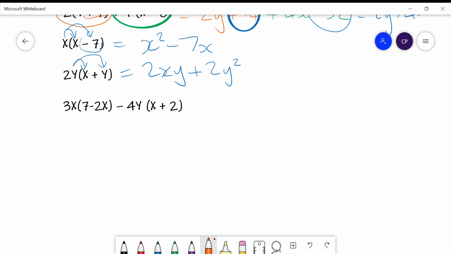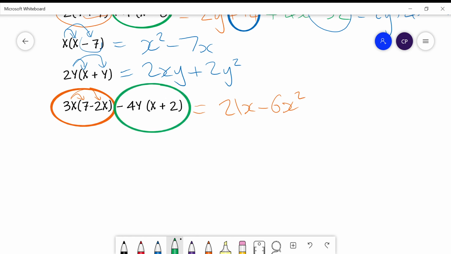And again, we'll separate it out to do one section at a time. So we've got 3x times 7 and 3x times negative 2x. So 3x times 7, well, 7 times 3 is 21, and we've got our x. And then 3x times negative 2x, well, it's negative times positive, or positive and negative, which is negative. 3 times 2 is 6. X times x is x squared. Trickier, that one. And then we'll have a look at the next part here.